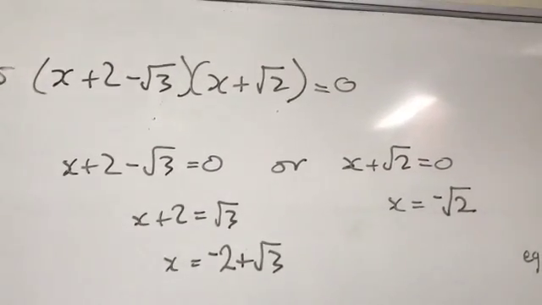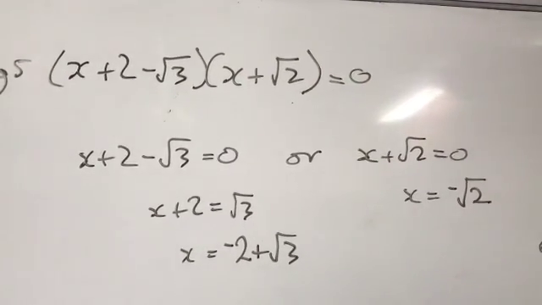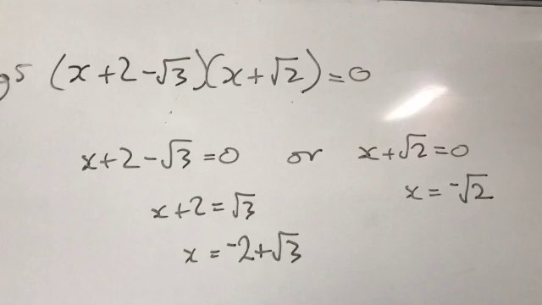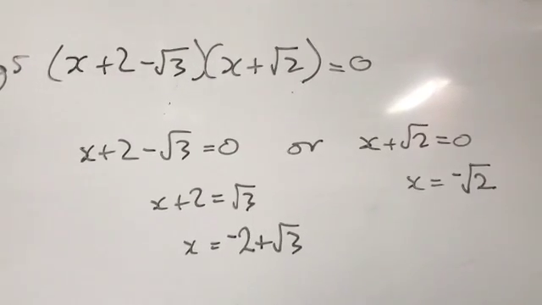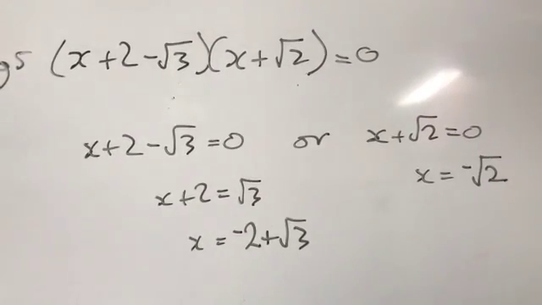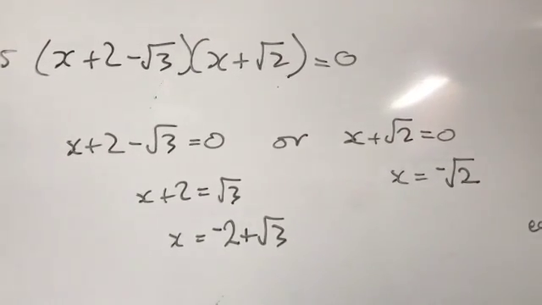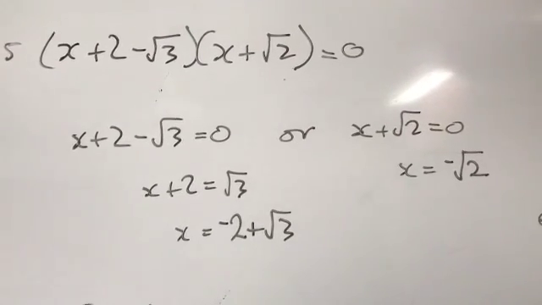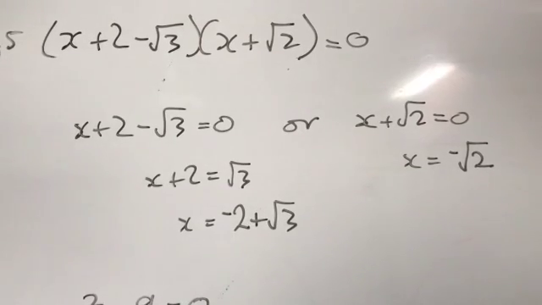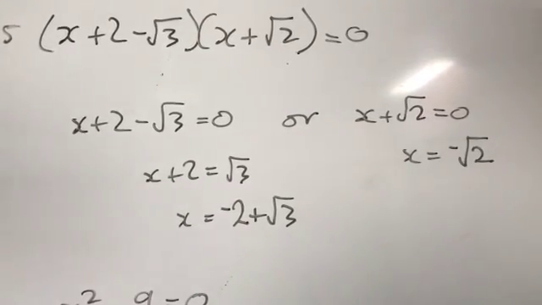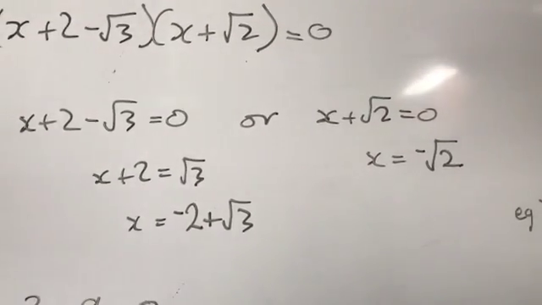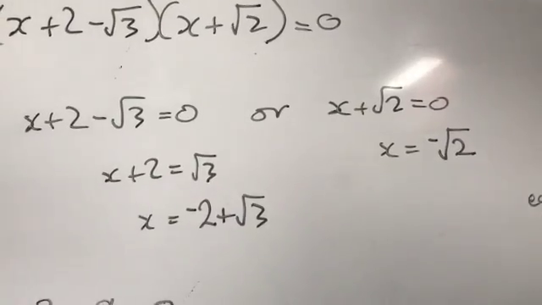Here's another example. This one's got surds in it, but remember, surds are just numbers. We move them around just like before, adding them to both sides or dividing, just to undo whatever the BODMAS step is. So the first bracket equals 0. Then I add root 3 to both sides and subtract the addition of 2. Or the second bracket equals 0, and then I subtract root 2 from both sides.